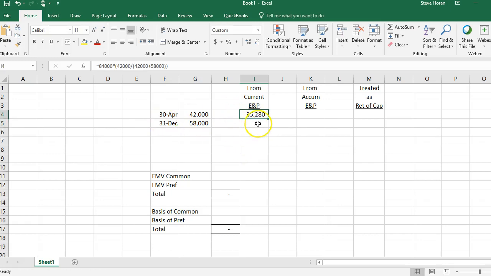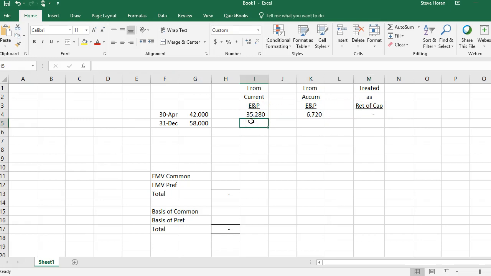And I do the same thing below that. So that was 35,280. Then over here, of that amount, basically, I just take what's left. I take the 42,000, and I subtract the 35,280. Okay, and the sum of those two then becomes 42,000. So return on capital is a big zero.